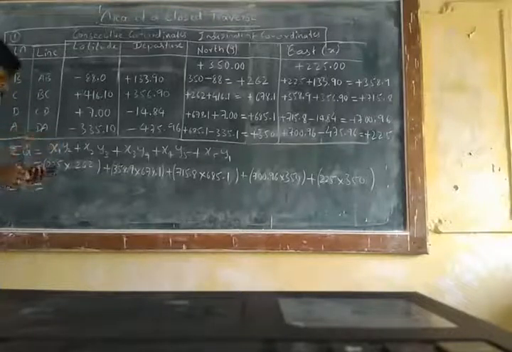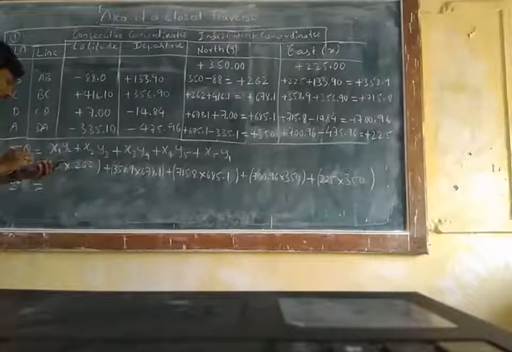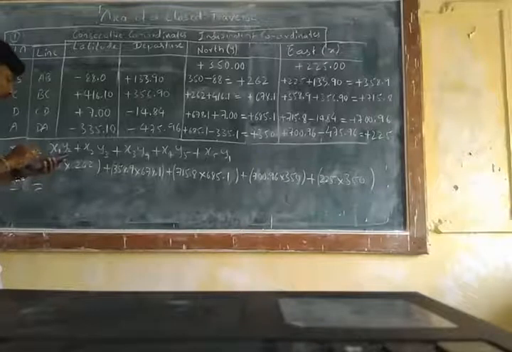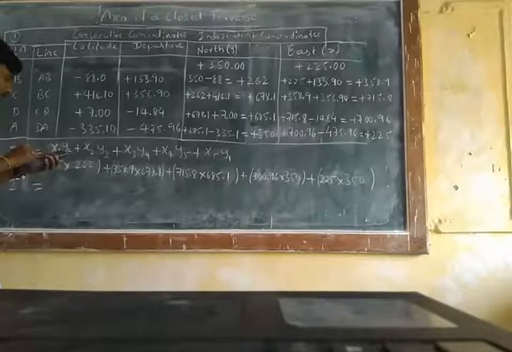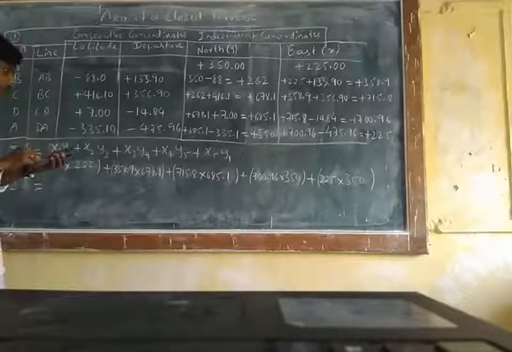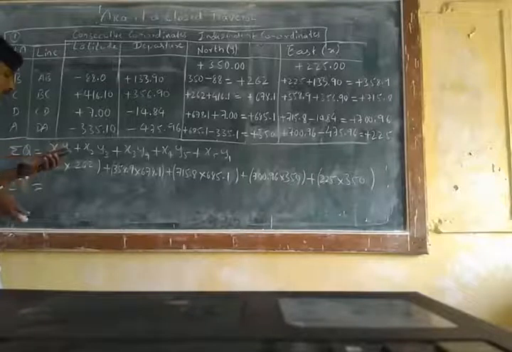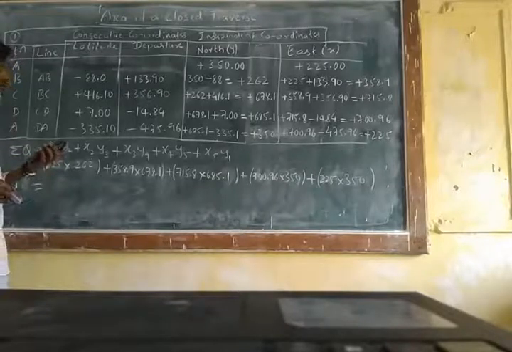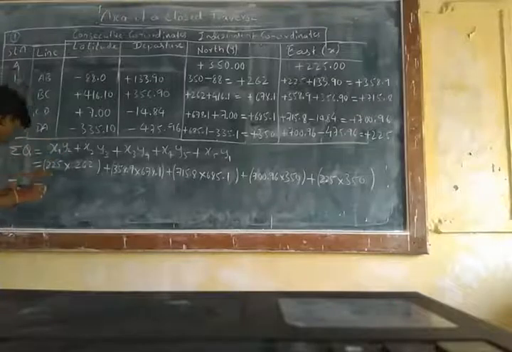Apply the brackets also. 225 multiplied by 262, plus 358.9 multiplied by 678.1, plus 715.8 multiplied by 685.1, plus 700.96 multiplied by 350, plus 225 multiplied by 350. So the value is 1116800.67.